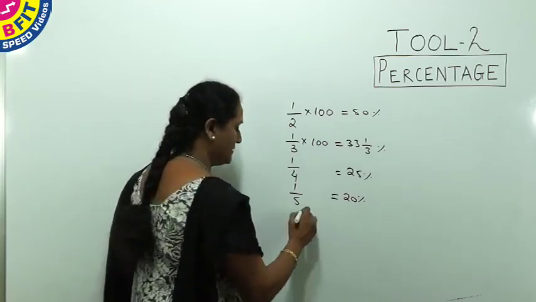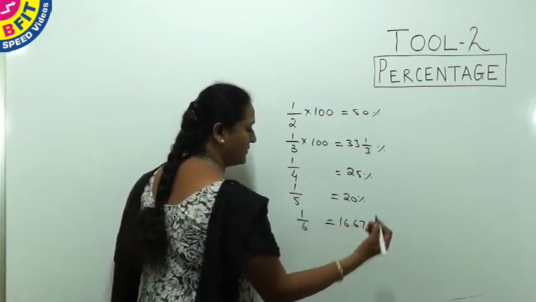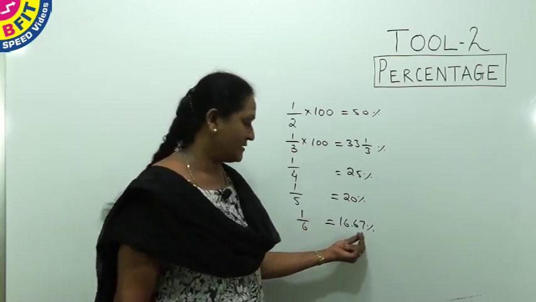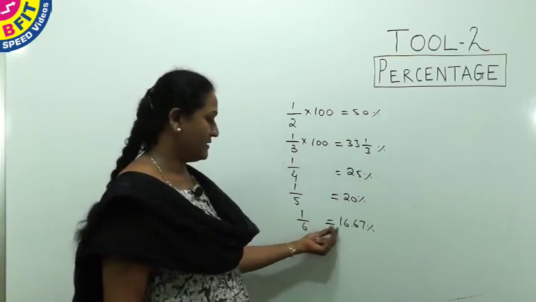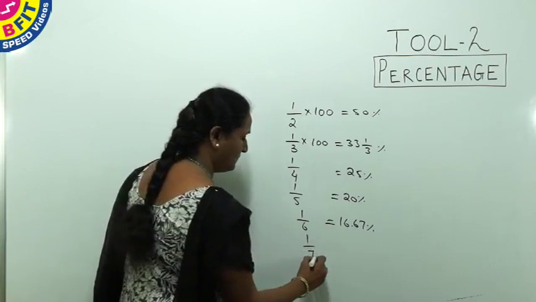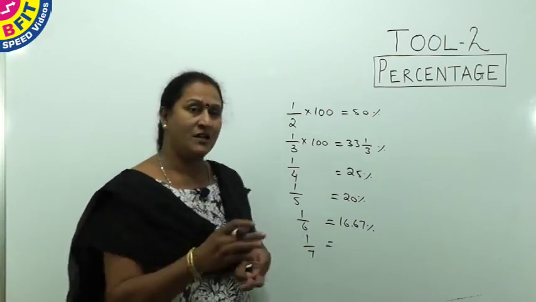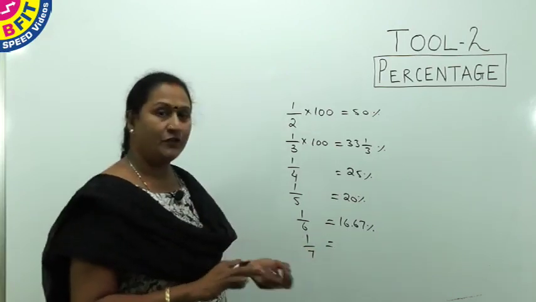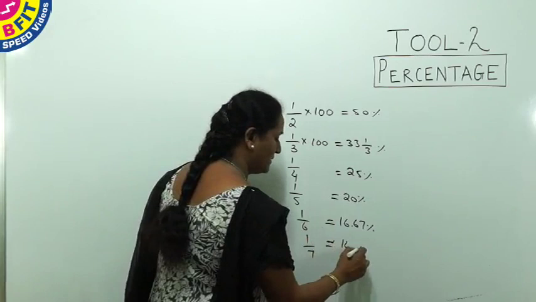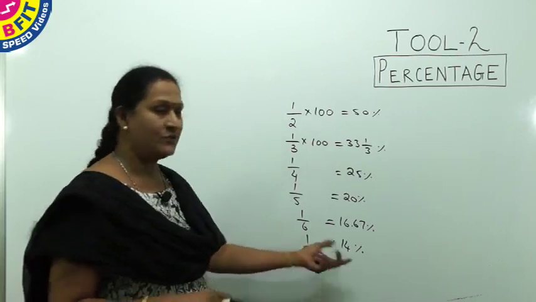So if it is 1 by 6, so percentage is 16.67%. So dividing 100 with 6, or 6 into 16.66 is a recurring number. So percentage is 16.67%. So if it is 1 by 7, so you can check 7 multiplied with which number will give you 100. So 7 into 14 is 98. So percentage will be approximately 14%. 14.1, so decimal. So approximately we can work out as 14%.